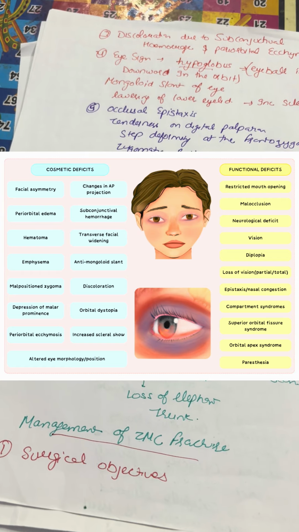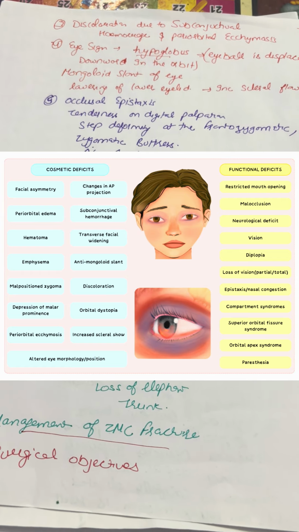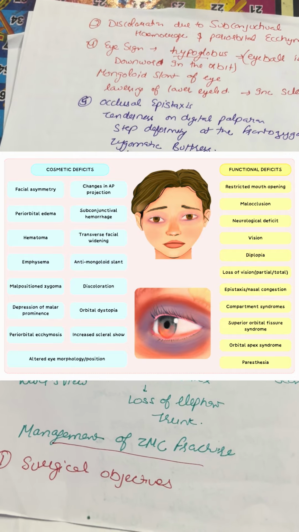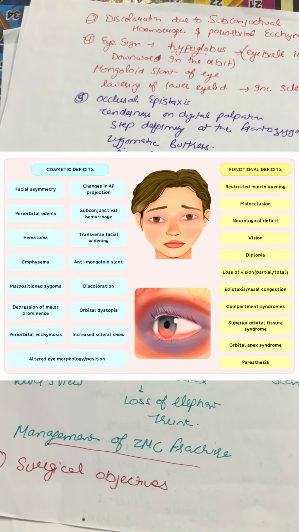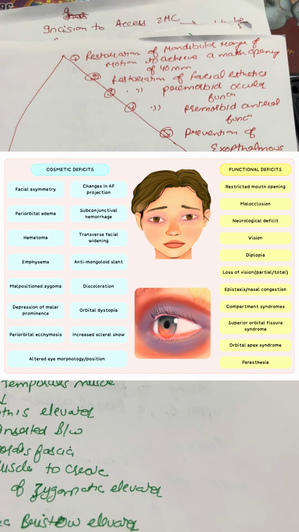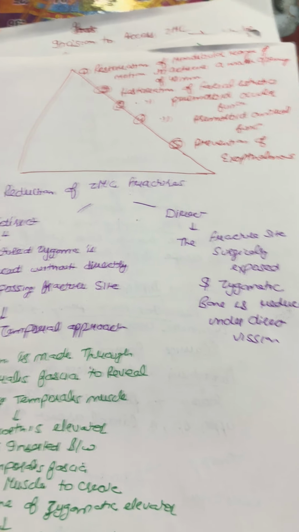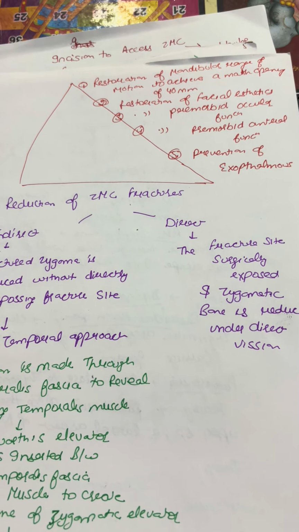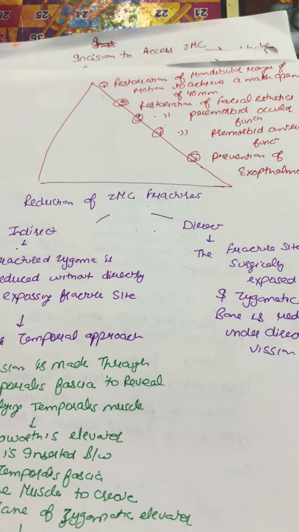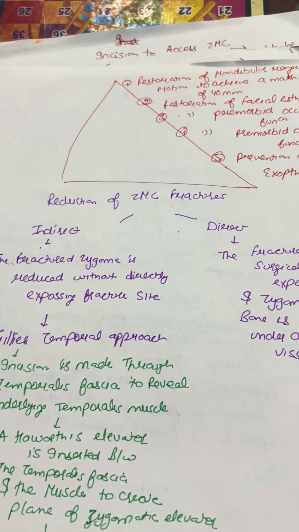What are the radiographic imaging? Waters view, submentovertex view and CT scan. Now we are going to discuss the management of ZMC fracture. First are the surgical objectives. Restoration of facial aesthetics. Then restoration of premorbid ocular function. Then restoration of premorbid masticatory function. Then prevention of exophthalmos.